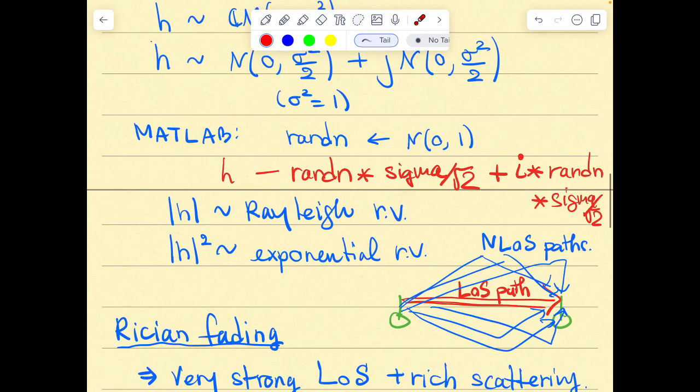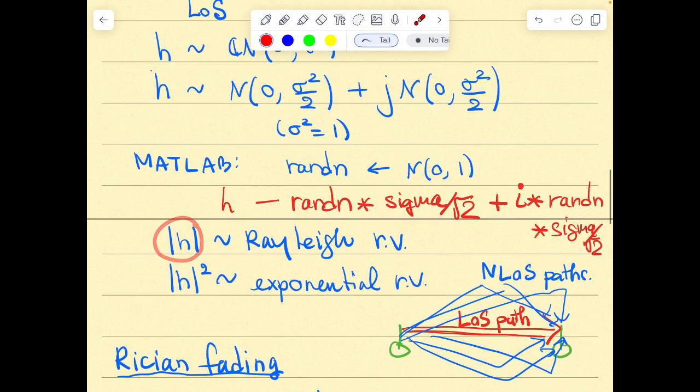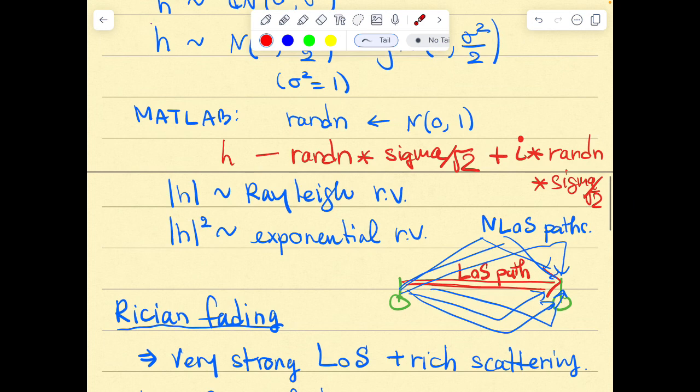Now if you take a look at the magnitude of this complex Gaussian, you obtain another variable. This is what we call a Rayleigh random variable, and this is where the name comes from. So h is complex Gaussian. If we take the absolute value, then the magnitude is going to be a random variable as well, and we call that a Rayleigh random variable. If you take the magnitude and raise it to power 2, or if you're looking at the norm squared, then it's another kind of random variable, which we call an exponential random variable.